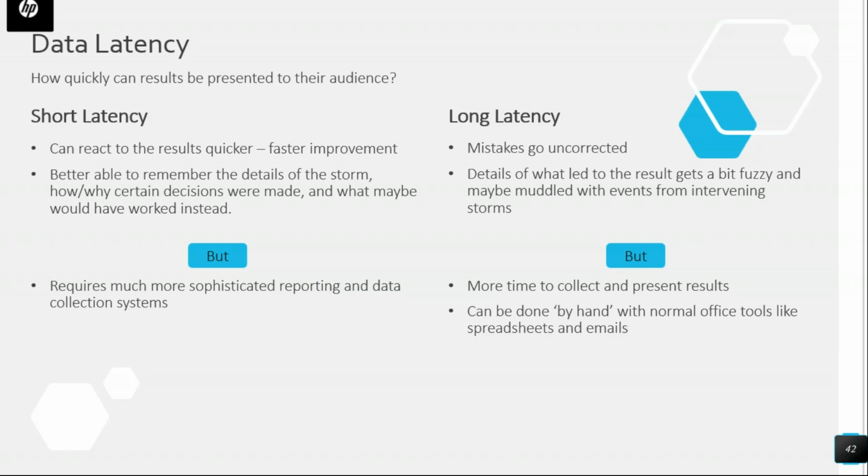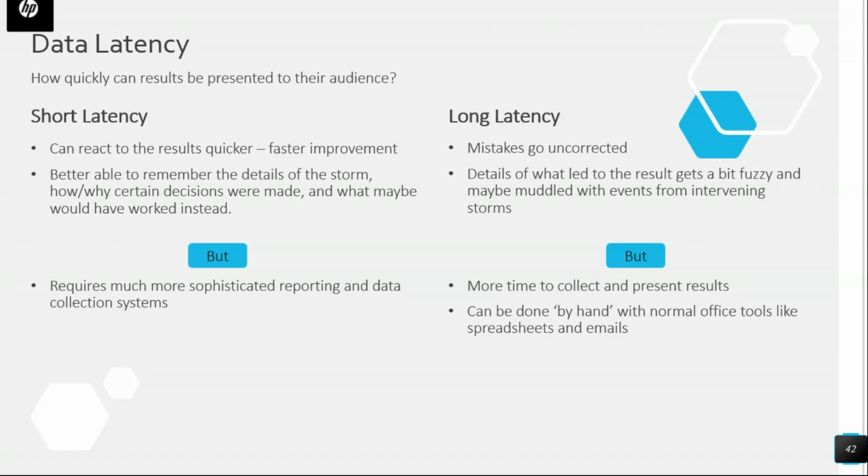It requires a sophisticated reporting system. It needs things to be coming in automatically, or it requires you to be right there, ready to go with your calculations as soon as the storm is done. The long latency stuff, you have more time to collect and present your results, and you can do a lot more things by hand and spreadsheets and a lot of the normal stuff that people have around the office. You can send things out by email and do a lot of calculation just with the normal tools that you have at hand.